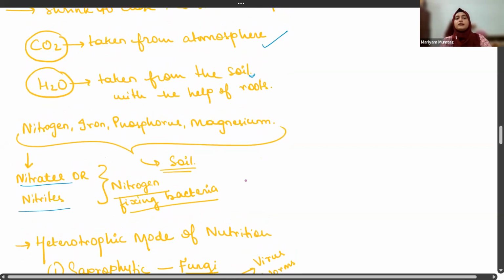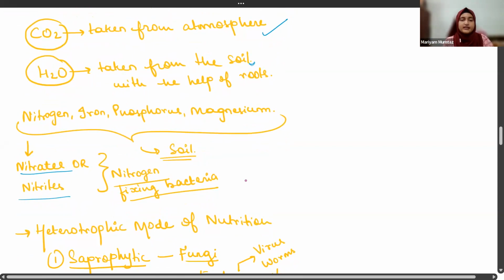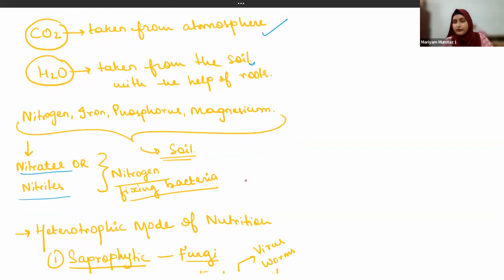Yes, ma'am. Okay. Now we have to know that everything that is taken up by the plants, where is it taken from? For example, I told you that CO2 is taken by the plants. I told you water is taken by the plants. The CO2 is taken from the atmosphere, isn't it? Oxygen, carbon dioxide, nitrogen are present in the atmosphere. So the carbon dioxide is taken from the atmosphere. The water, as you told me, is taken from the soil with the help of roots. Then other substances are also there, such as nitrogen, iron, phosphorus, and magnesium. All of these compounds are taken from the soil.